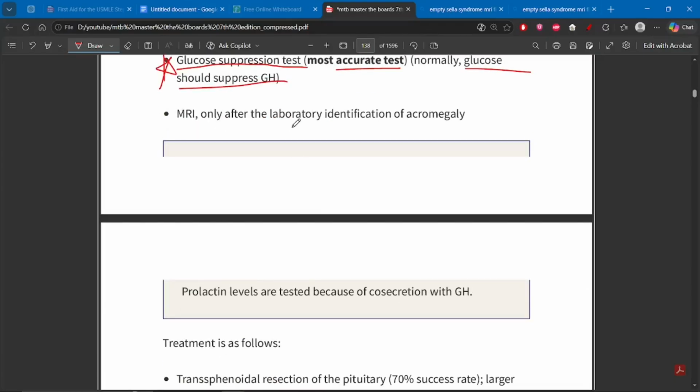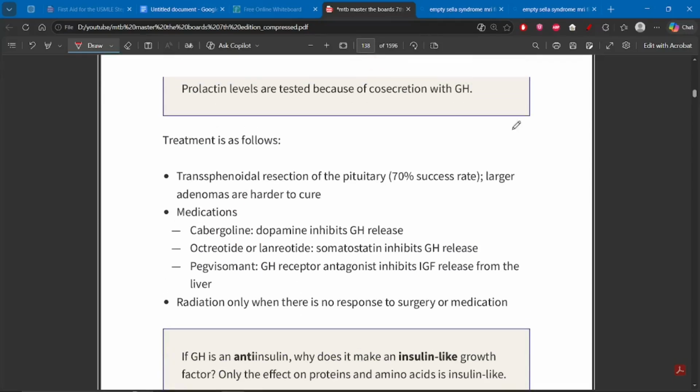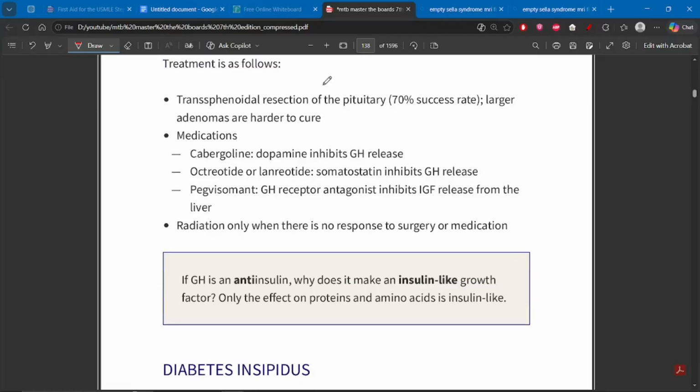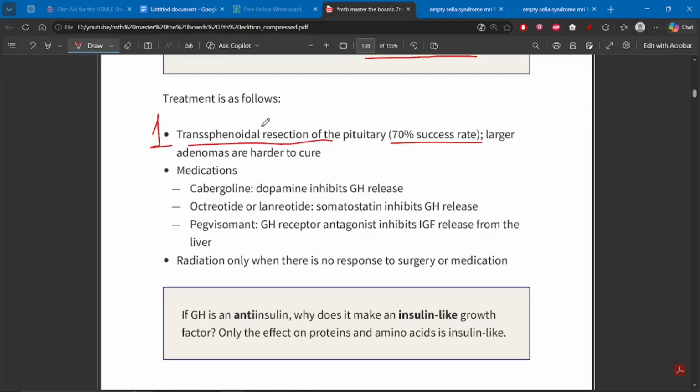MRI should only be done after lab identification of acromegaly. Prolactin levels are tested because of co-secretion with GH. That is the rationale for testing prolactin levels. The treatment would be as follows: transsphenoidal resection of the pituitary, with a 70% success rate. This is what is done majorly, and large adenomas are harder to cure. So first we go for surgery, and the second step is we go for medications if surgery is not enough.